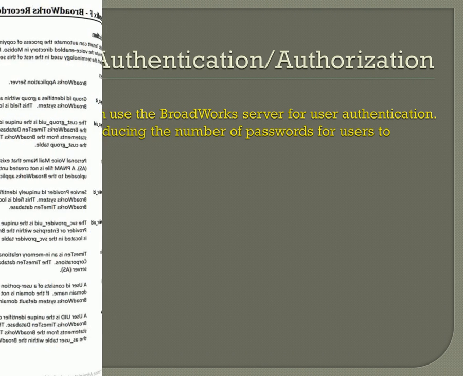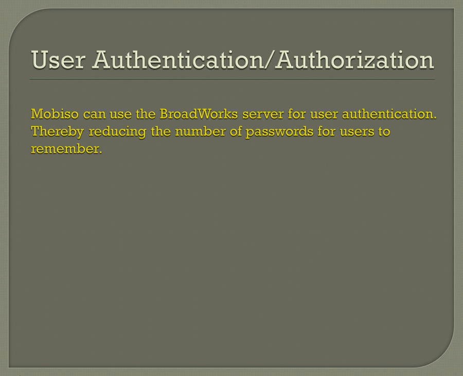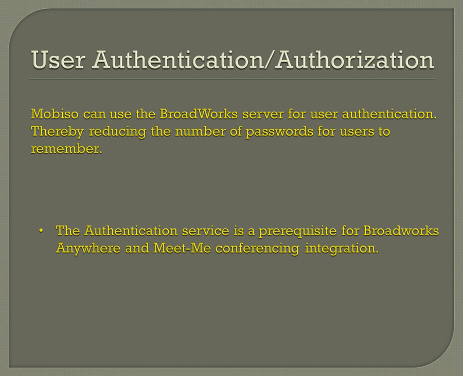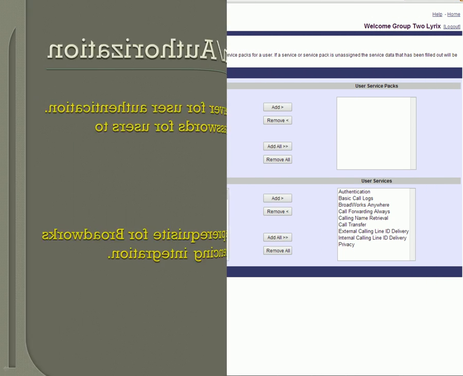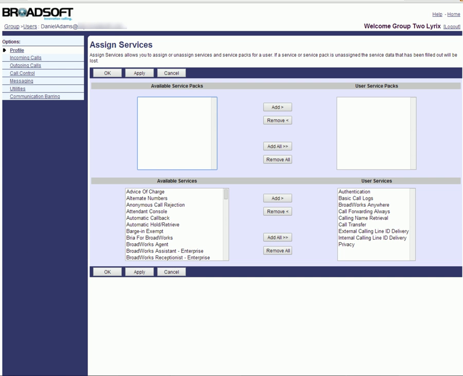Mobiso can be configured to authenticate against a BroadWorks server for user authentication. This will allow users to authenticate within Mobiso with their BroadWorks voicemail password. The BroadWorks Authentication service is a prerequisite for other Mobiso-supported BroadWorks services such as BroadWorks Anywhere and Meet Me conferencing. For BroadWorks Authentication to function properly, users must have BroadWorks Voice Portal access. The user's account in the BroadWorks Voice Portal must have the BroadWorks Authentication service assigned, and users must set their BroadWorks Voice Portal password to a numeric-only value.